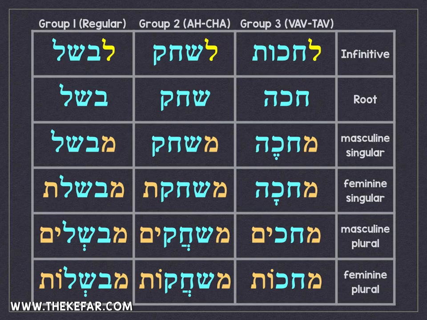The third one that we did was vav tav, and again, same definition as the vav tav pa'al verbs. These are the ones where the infinitive ends in a vav tav, like in this case, lechakot, which is to wait. So we replace that vav tav with a hey, just like we did with the pa'al verbs. So we get mechakeh, mechaka, mechakim, and mechakot.